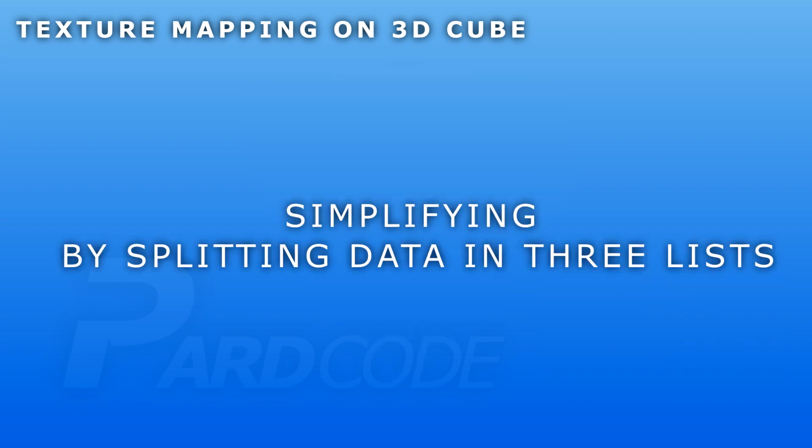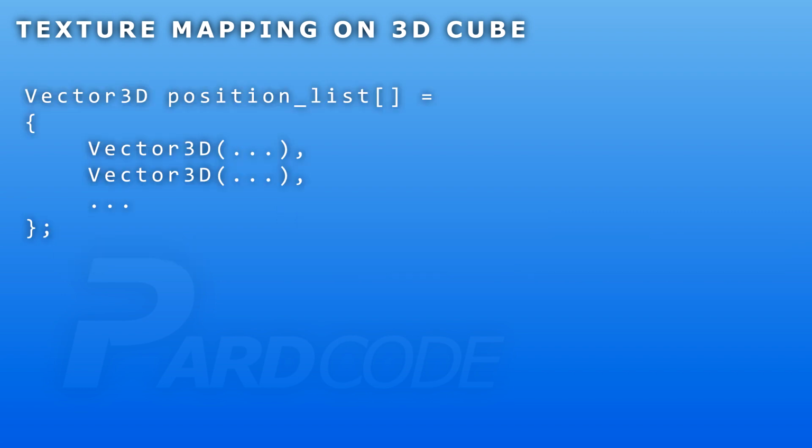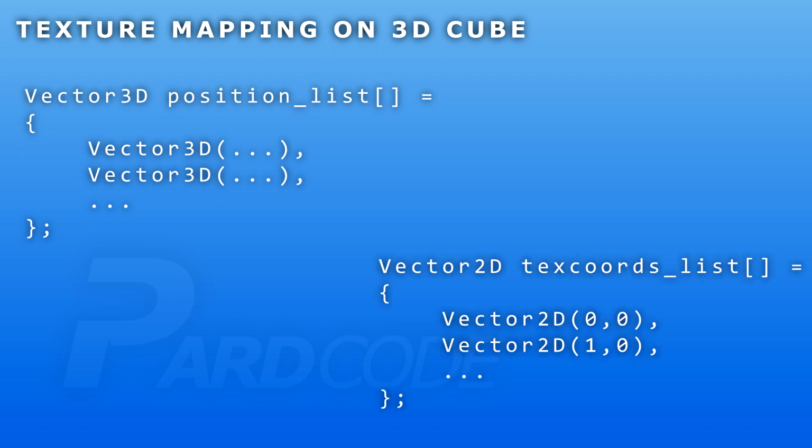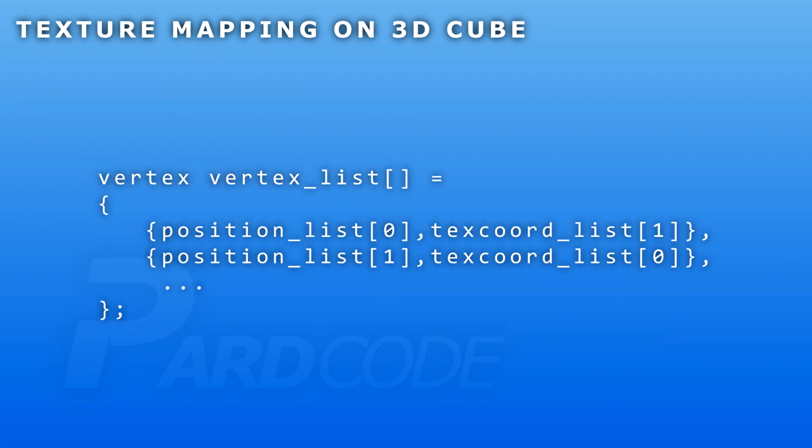In order to simplify the management of vertex data, we will introduce two more lists, one of vector 3D elements for the positions and the other one of vector 2D for the texture coordinates. The third list would be simply a composition of vertex elements that in turn will be composed using the elements of the two previous lists.